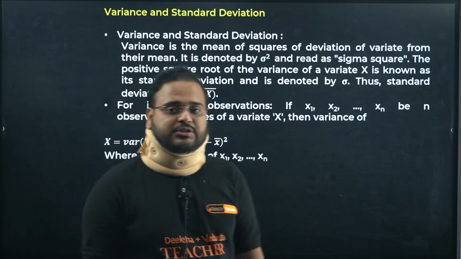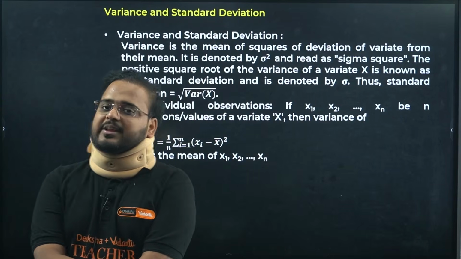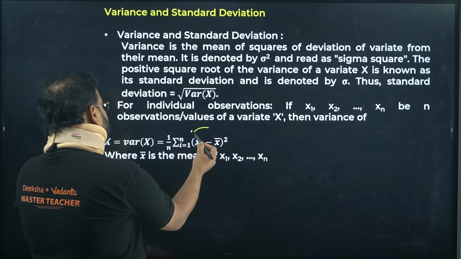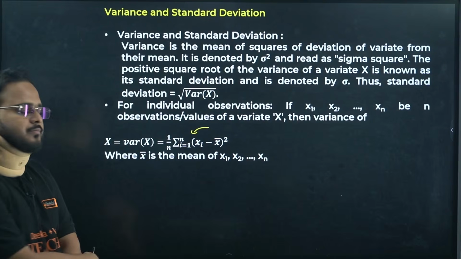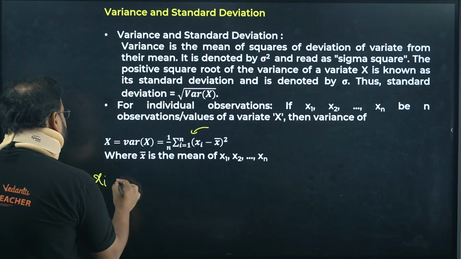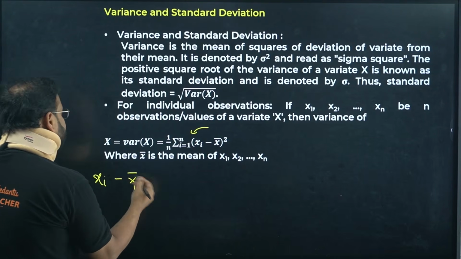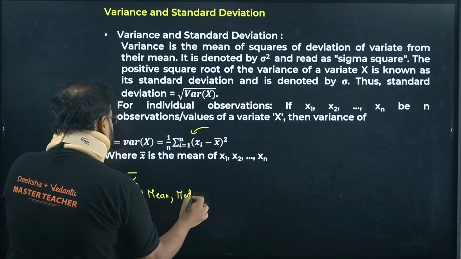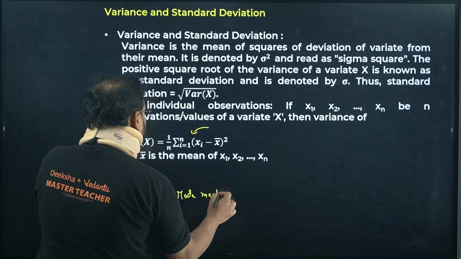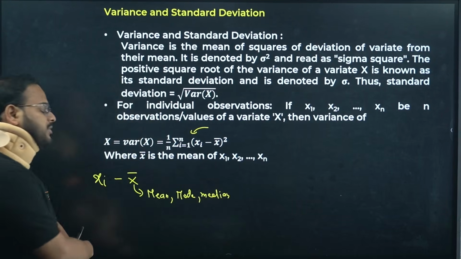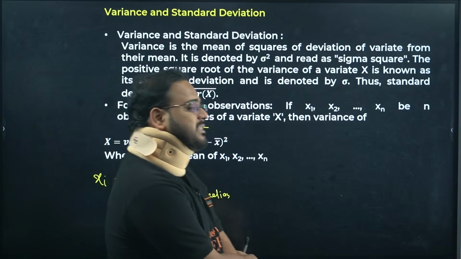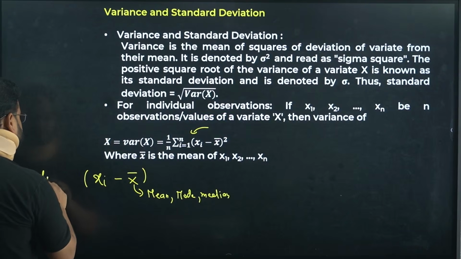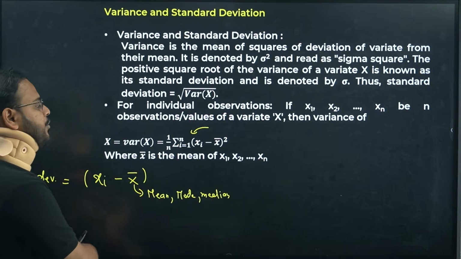Variance and standard deviation. Now variance, how would you find it? The formula is there. You have to find the individual deviation, the value you see over here, xi minus x bar. X bar represents the reference point. In this case it can be either mean, mode, or median, depending upon question to question. So this x bar represents your mean, median, mode, whatever it is, the reference point. And xi minus x bar, this value is your deviation.